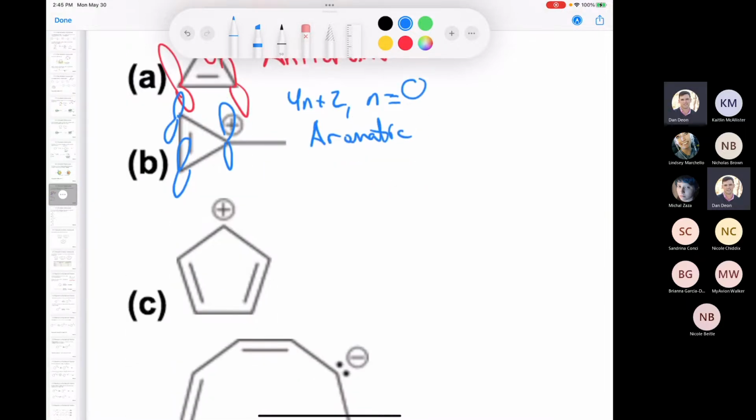Moving on to the next one, I went over this one with you already. So we have a p orbital here on this carbocation. We have a p orbital here. We have them all the way around the ring. And so we have a continuously overlapping system of p orbitals. And we have 4n, where n is equal to 1. And so this would be anti-aromatic.